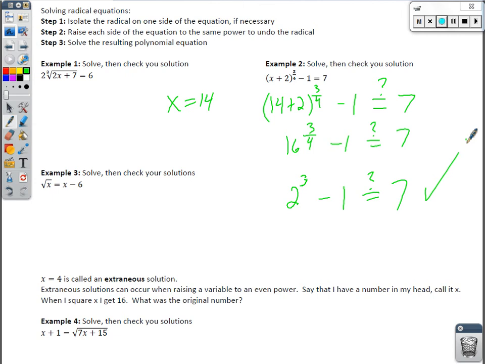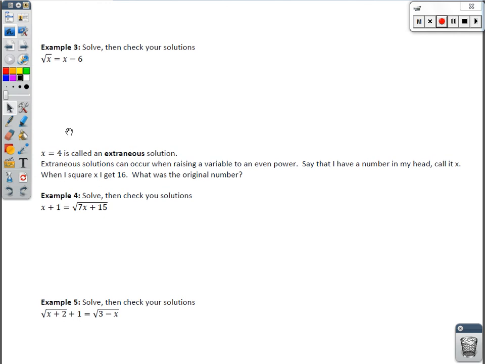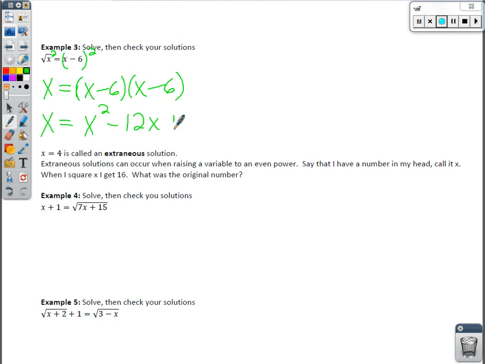Now example 3, you'll see why we need to be checking these solutions. So we're actually going to get 2 solutions here. One of them won't work when we check it. So we're going to square both sides to get rid of that square root. So we get x equals, and we have to be careful how we square this. It's not going to just be x squared minus 6 squared. We have to FOIL this. So we're going to have to write this out as x minus 6 times x minus 6, and then FOIL. Since you guys are pretty familiar with FOIL, I'm just going to zip through this. So this is going to turn out to be x squared minus 12x plus 36.